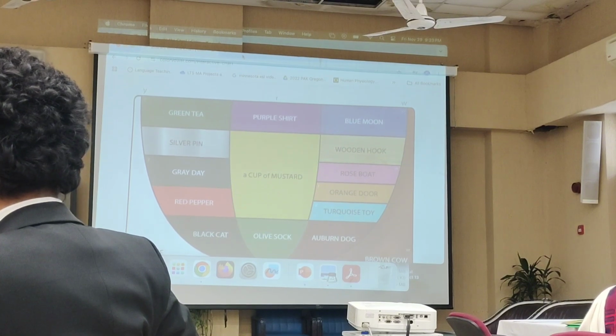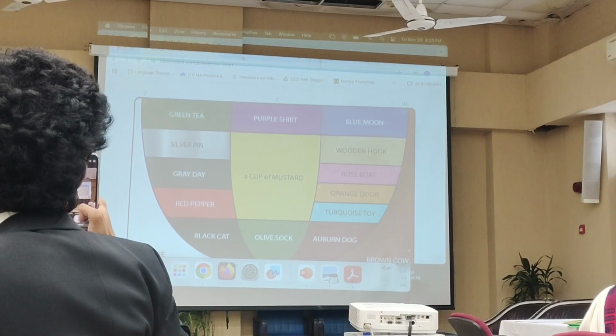Students learn the chart, and online there's an interactive one.